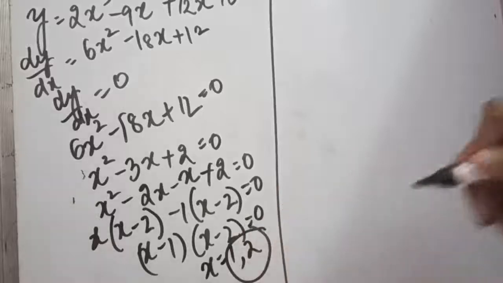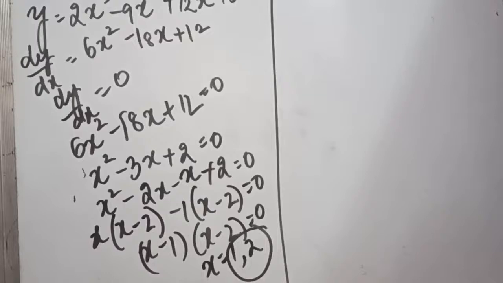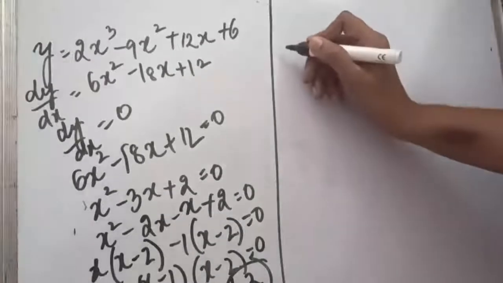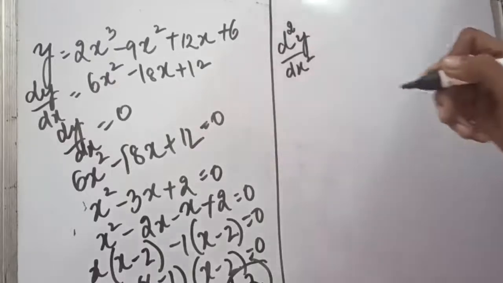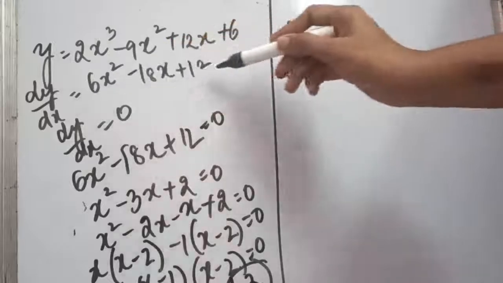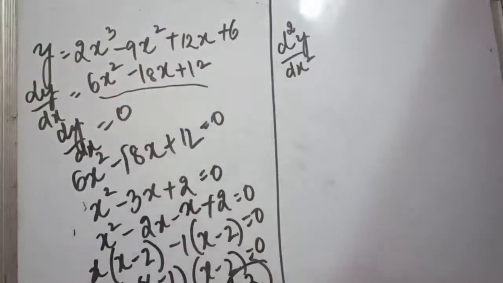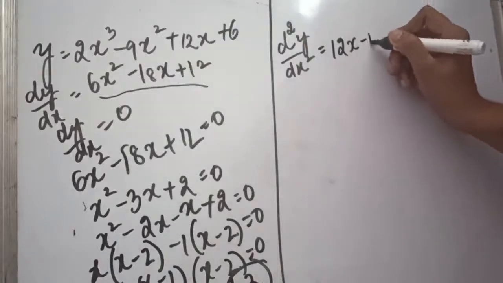So we have got two values for x, but we don't know from which value we will get the maxima and from which value we will get the minima. So from this, the next step we will apply. Step number 4 is taking the re-derivative. This is the sign of the re-derivative, d²y/dx². Re-derivative means we have to take the derivative of the derivative again. This was the derivative of the main function. Taking its re-derivative, it will be 12x − 18.